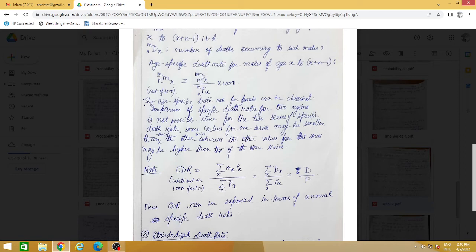Mnx. Okay, this is the mortality rate, that is why it is depicted by M. And this is given by MDnx divided by MPnx into 1000. That is, out of 1000 men, I am going to understand how many are dying in the age between x to x plus n minus 1. Achha. Similarly, age specific death rates for females can be obtained.